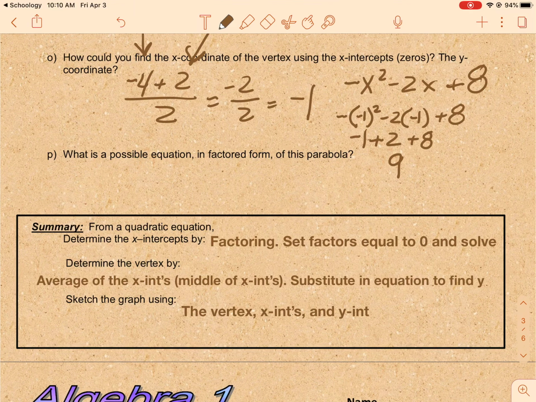And just to kind of summarize what we talked about today, how do you find the x-intercepts from a quadratic equation? You factor it, and then you set each of those factors equal to 0 and solve. How do you find the vertex? You take the average, or the middle between those two x-intercepts, substitute that number into the equation in order to find the y value. And then we hadn't sketched any of these because we already had them, but if we wanted to do the sketch, you want to then use your vertex, plot that point, your x-intercepts and your y-intercept, connect them to make a U-shaped parabola.